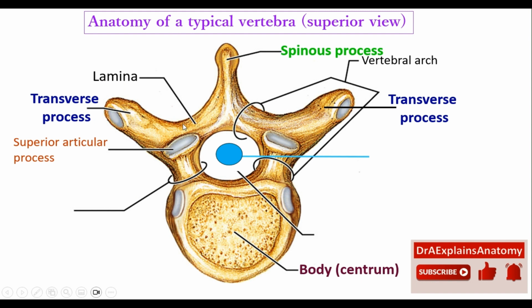This part right here is the lamina, which is between the spinous process and the transverse process. Whereas this is the pedicle right here between the body and the transverse process. This entire structure is the vertebral arch.